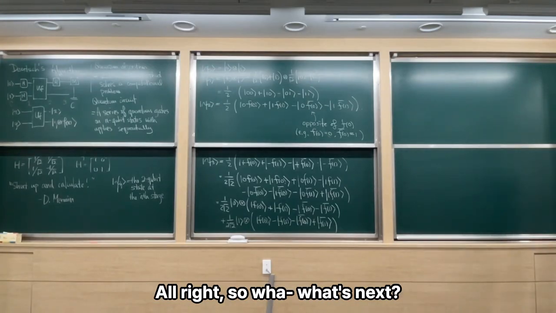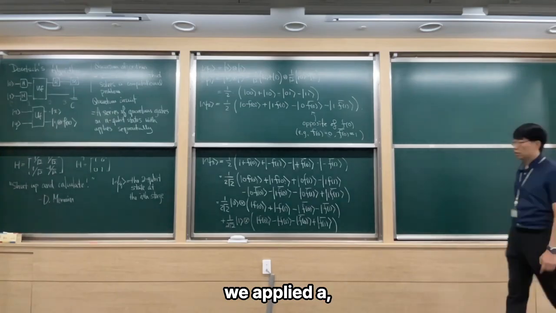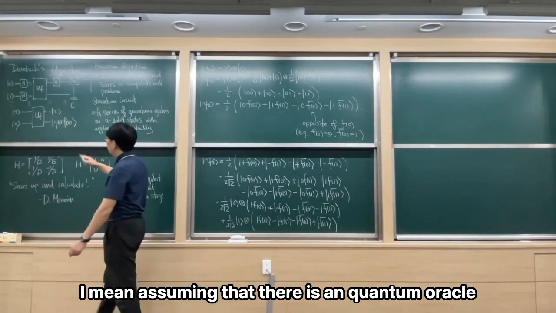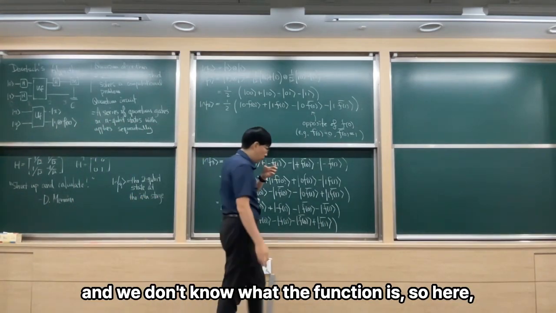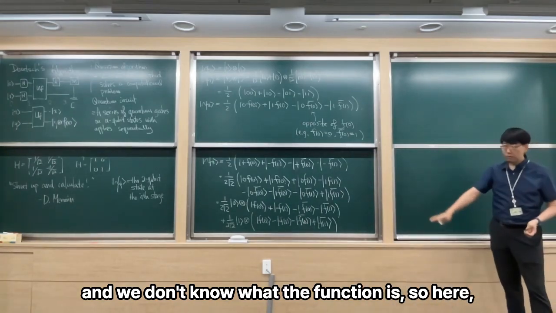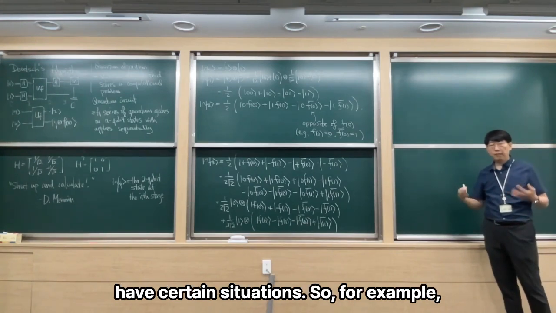All right, so what's next? Now, we apply the Hadamard, we apply the algorithm, quantum circuit, assuming that there is a quantum oracle based on a given function, and we don't know what the function is. So here, we cannot conclude anything, but let's assume that we have certain situations.